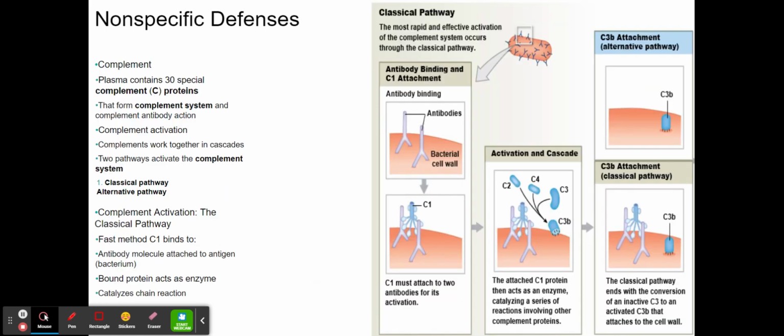Plasma contains over 30 special complement proteins that form the complement system. The term complement refers to the fact that the system complements the actions of antibodies. The complement proteins interact with one another in chain reactions or cascades, reminiscent of those of the clotting system.